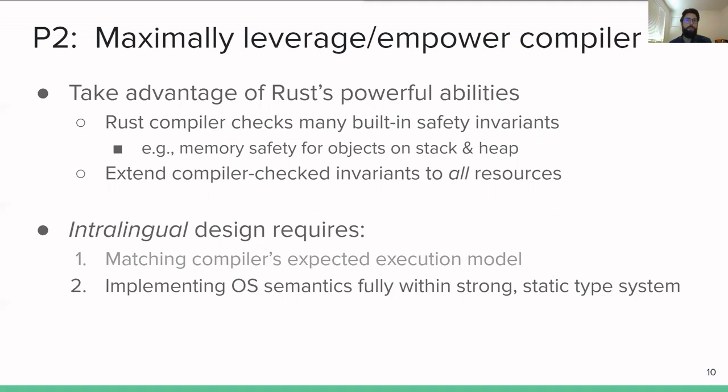Intralingual design can be broken down into two parts: matching the OS's execution model to what the compiler expects, and then using existing language-level mechanisms to implement OS functionality and to express resource semantics within the strong static type system. Since the first part essentially entails using a single address space and privilege level, which I've already discussed, I'll skip to the second part.